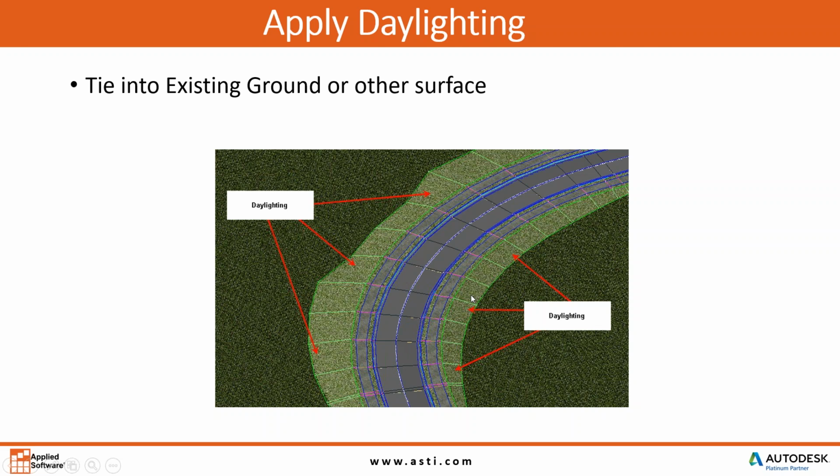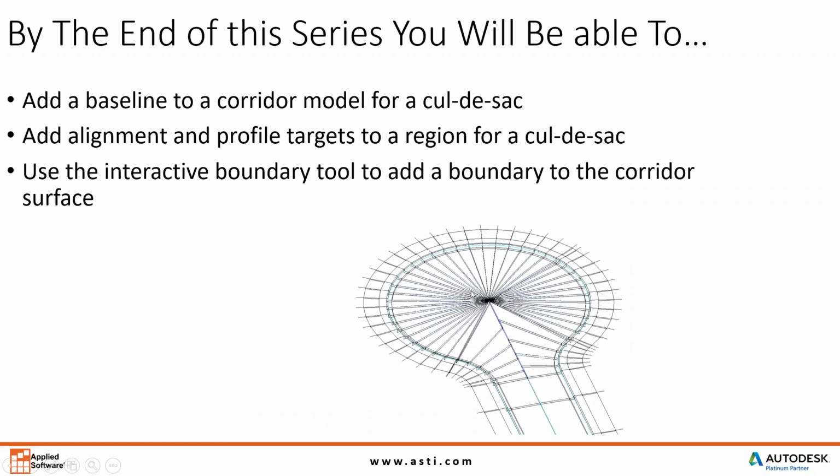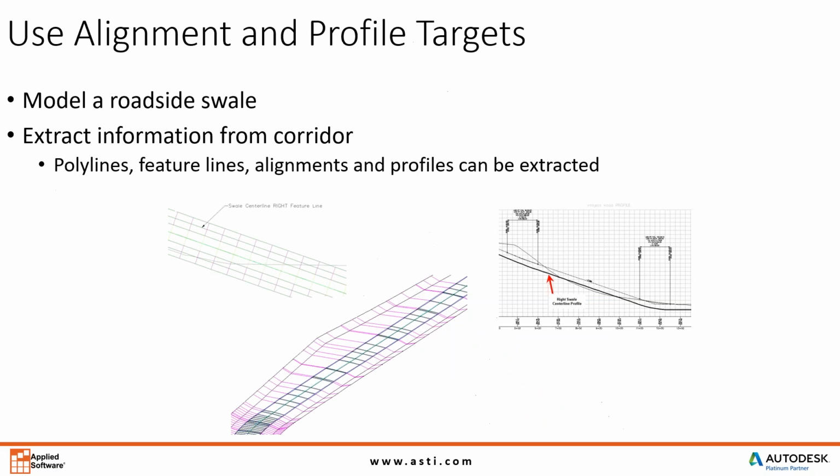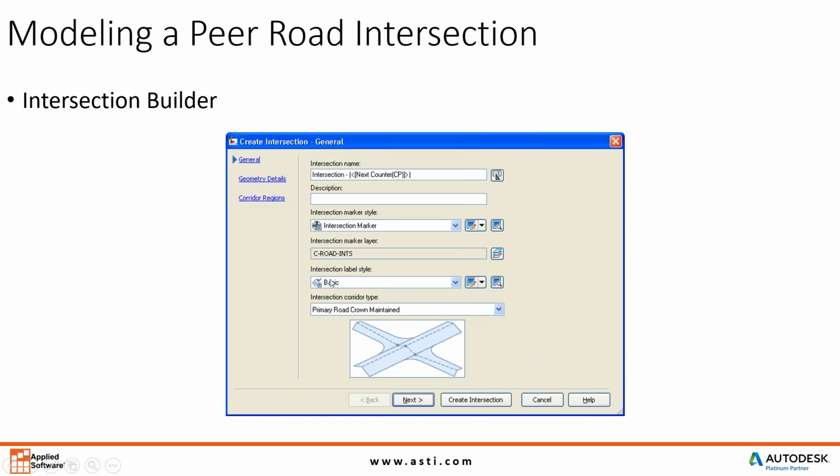So some really quick things here. By the end of the series, we're going to be able to add a corridor baseline for a cul-de-sac, add an alignment, profile targets, a region for a cul-de-sac, and then an interactive boundary for a corridor surface. We are going to do those things. We're going to model it one at a time. And even if we use an alignment and profile targets, we can model a roadside swale. So it doesn't always have to be a corridor. Now we can target polylines, feature lines, alignments, and profiles can be extracted. So a lot of information in a short period of time.